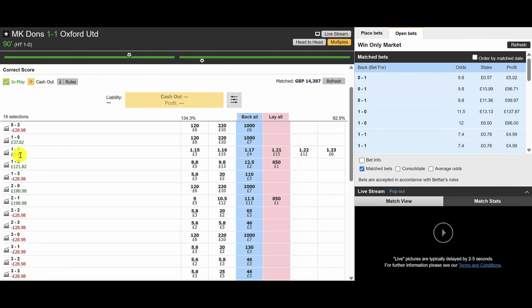When you're trading the correct score market, you can put yourselves in positions like this. We were just patiently waiting for a goal. It hasn't arrived. Just break even on this one. There will be a lot of break even trades on the correct score market. So anyway, we're out on this one. It's MK Dons 1, Oxford 1. It looks like it's going to be the final score.